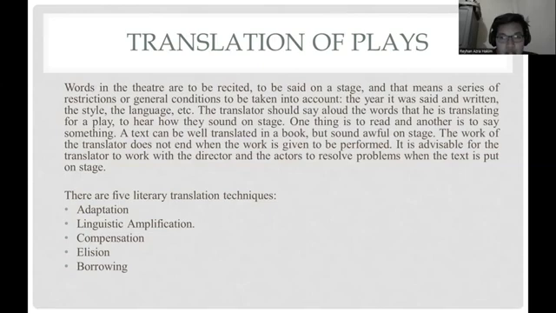One thing is to read, and another is to say something. A text can be well translated in a book, but sound awful on stage. The work of the translator does not end when the work is given to be performed. It is advisable for the translator to work with the director and the actor to resolve problems when the text is put on stage. There are five literary translation techniques. First one is adaptation, second one linguistic amplification, third one compensation, the fourth one elision, and the last one is borrowing.